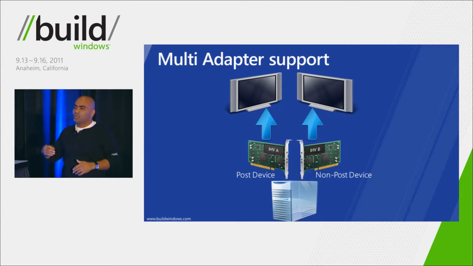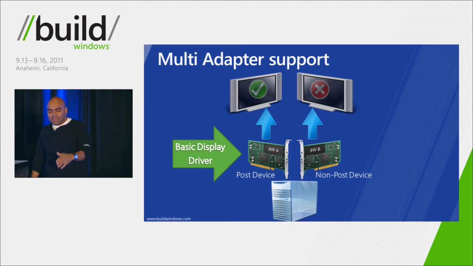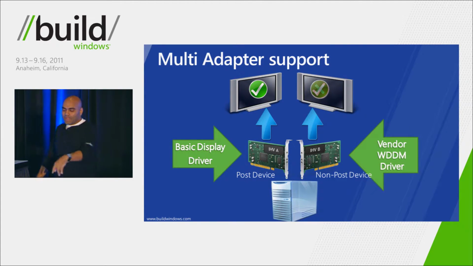You typically have to go and get the graphics driver and install it. So what that means is, by default, the basic display driver will run on the post device. And this is exactly the same as VGA. VGA used to run on the post device. But the difference is, now while this basic display driver is running on one adapter, the admin can go and install a vendor-provided WDDM driver on the second adapter. And now you have a multi-adapter configuration up and running.